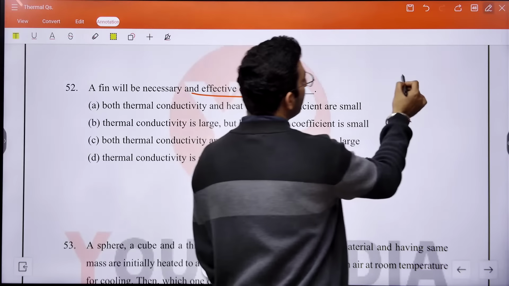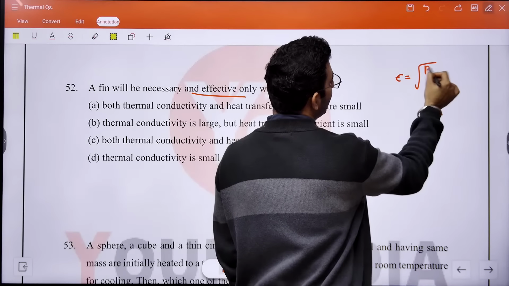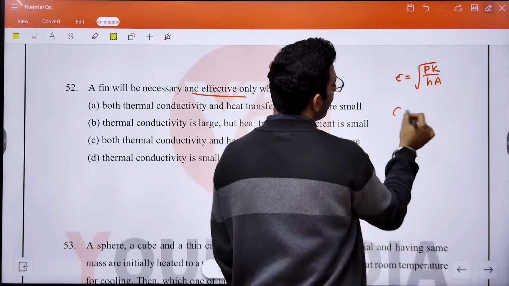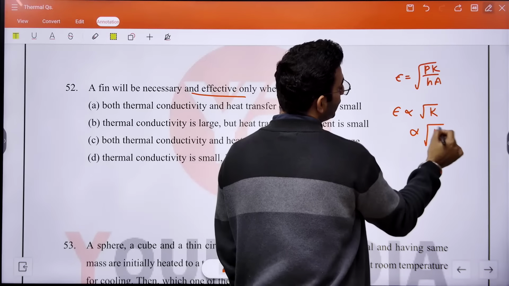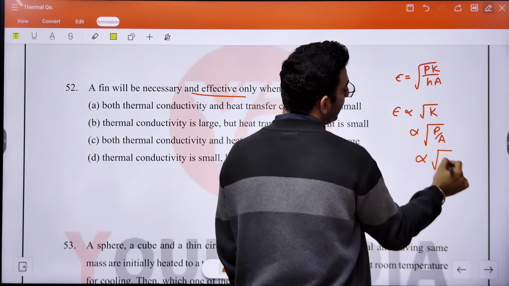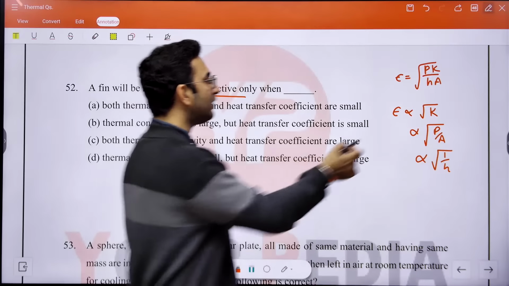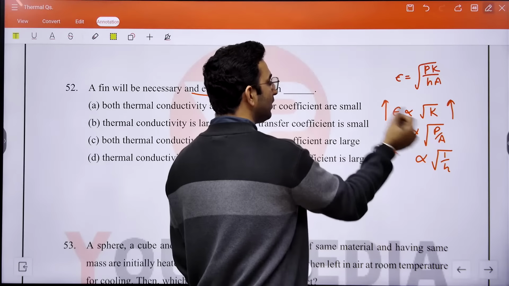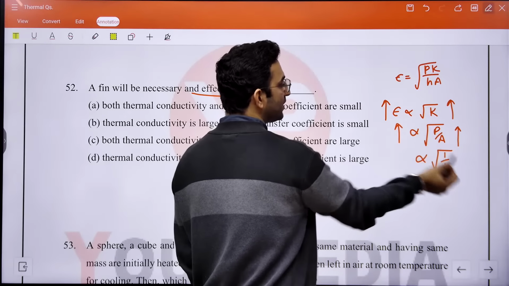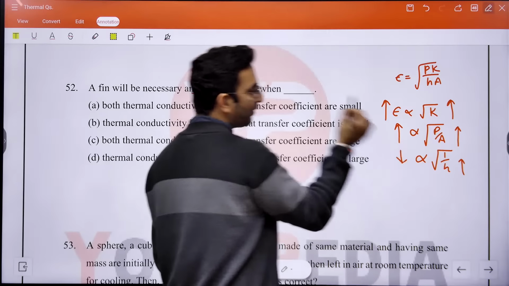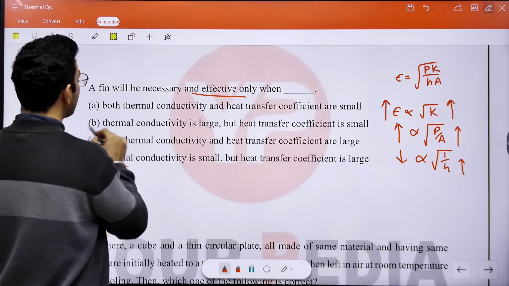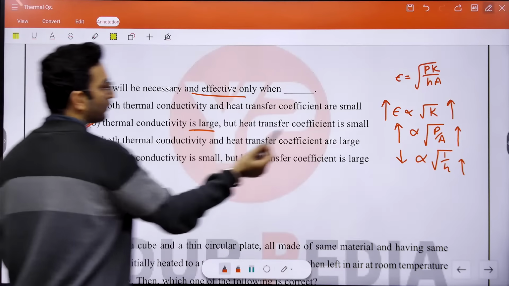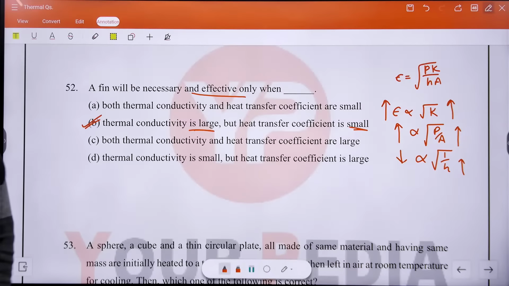Remember that if we talk about the fin here, effectiveness is defined as the ratio of Pk by hA here. Okay, so from here we see that effectiveness is directly proportional to the conductivity, directly proportional to the P by A ratio, and inversely proportional to the heat transfer coefficient. So the larger the value of the thermal conductivity, the larger the effectiveness. The larger the ratio, the larger the effectiveness. The larger the heat transfer coefficient, the less the effectiveness here. So we have to ensure that the fin is used in such a way that its thermal conductivity is large and correspondingly the heat transfer coefficient is small here. So option number B will be the correct answer here. Okay.